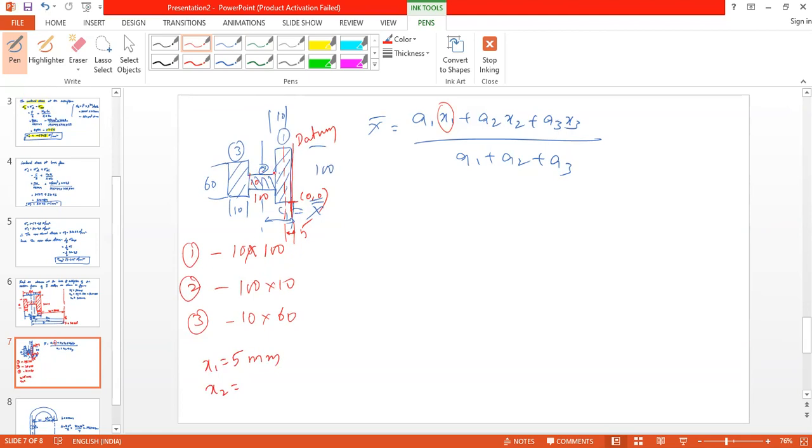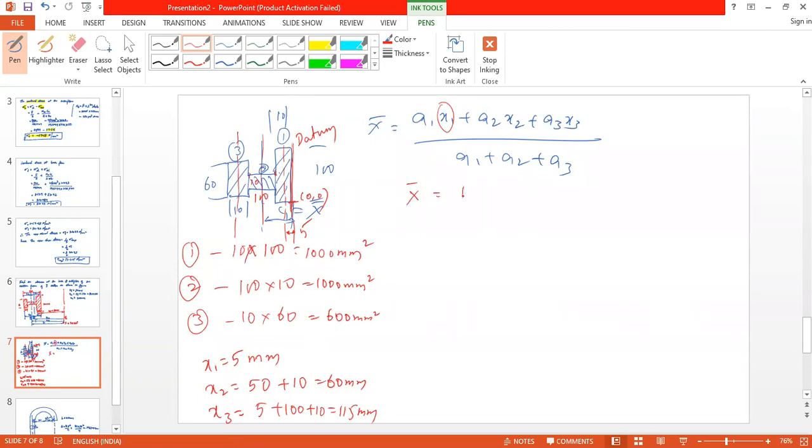And what is x2? x2 is half of the second area, so that is 50 plus 10, 60 mm. And what is x3? x3 is 115: half of this 10 is 5, so 5 plus 100 plus 10, that is 115. And the areas are 1000 mm square, 1000 mm square, and 600 mm square.